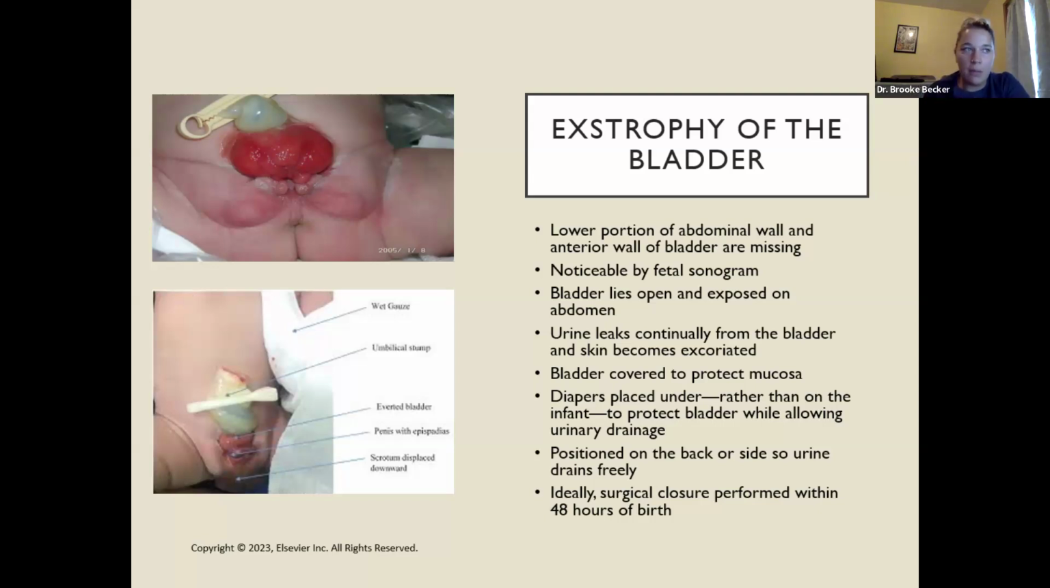Like when baby's in mom's belly, urine is going to continually leak from the bladder. The skin is going to become really excoriated and just broken down. They have a lot of wound care issues. Diapers are set under the infant instead of all around the infant, so almost like a Chuck's pad of diapers to try to collect all that urine.